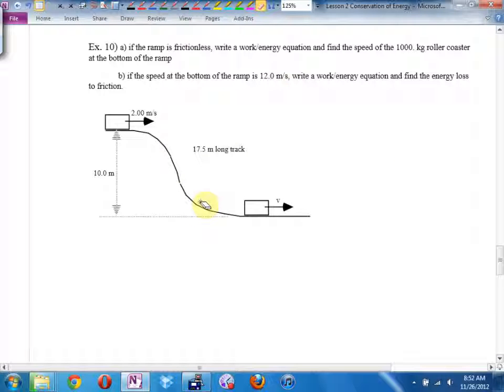Here's our roller coaster. If this ramp is frictionless, and a good roller coaster is close, well greased, well lubed. Write a work energy equation and find the speed of the 1,000 kilogram roller coaster at the bottom of the ramp. And then B says, if the speed at the bottom of the ramp is 12 meters per second, write a work energy equation and find the energy lost to friction.